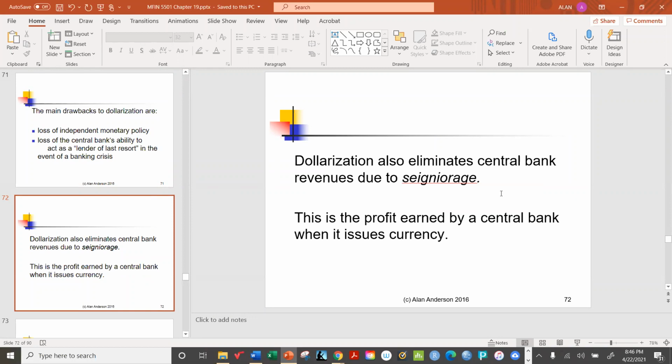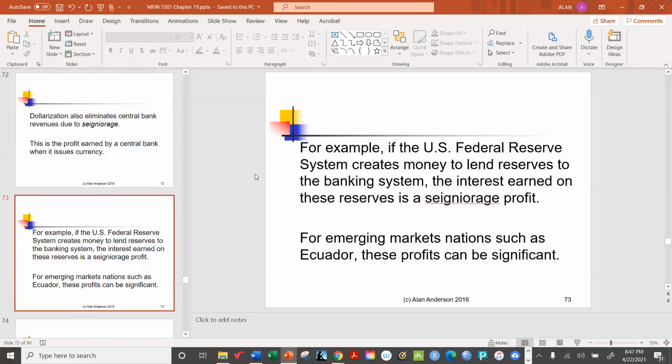Yeah, and this seigniorage is what happens when a government or a central bank issues currency, they make a profit from it because the profit equals the difference between the value of the currency and the cost of actually printing it. And so this is a source of important revenues for many small countries, but small countries who dollarize obviously lose out on this. So, like even if the Fed issues money to lend reserves to the banking system, the interest earned on those reserves is a profit for the Federal Reserve Bank. Anyway, like I said, for small countries, this can actually be a major source of revenues, but they lose that if they choose to go through dollarization.